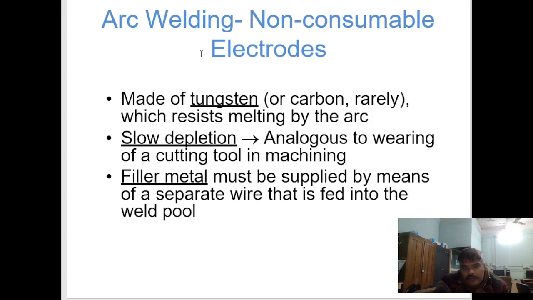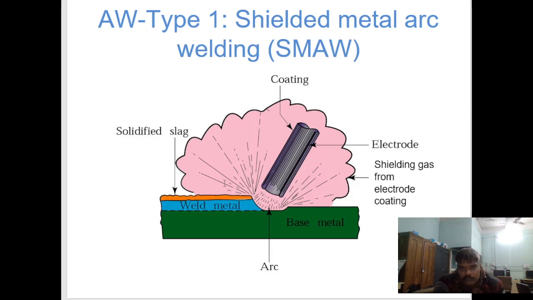Made of a non-consumable electrode, made of tungsten, which resists melting by the arc. Slow depletion, analogous to wear of a cutting tool in machining. Here there is very slow depletion. This is the same as the wear occurring on the cutting tool in lathe machine, milling machine, machining process. Filler metal must be supplied by means of a separate wire that is fed into the weld pool. This is shielded metal arc welding.